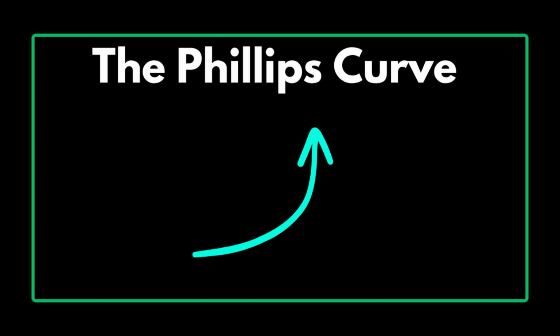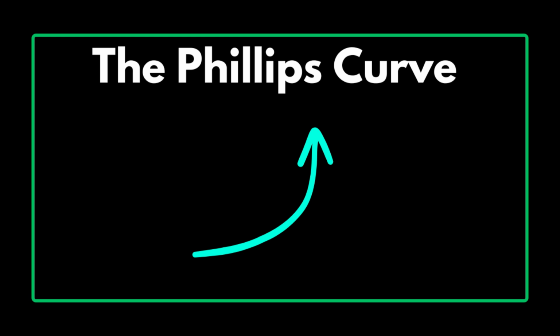They also proposed the idea of inflation expectations, which means that people's expectations about future inflation play a crucial role in determining actual inflation levels. If workers and businesses expect inflation to rise, they will demand higher wages and set higher prices, which can create a self-fulfilling cycle of inflation.